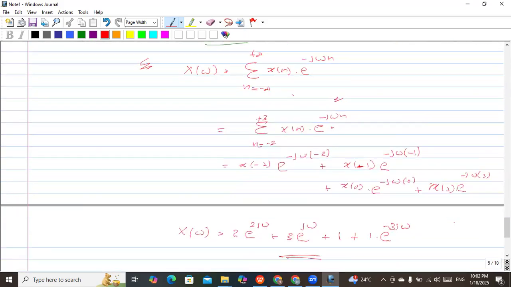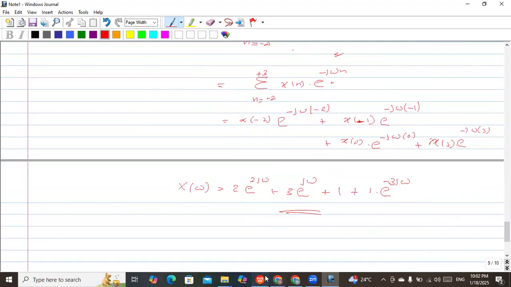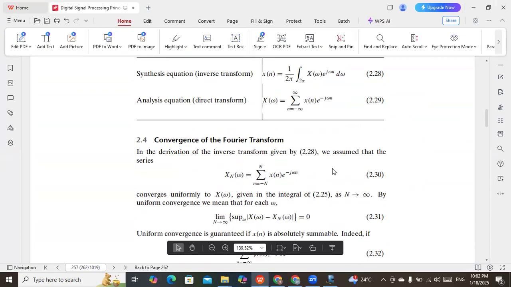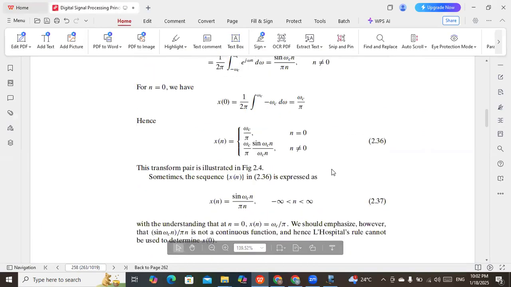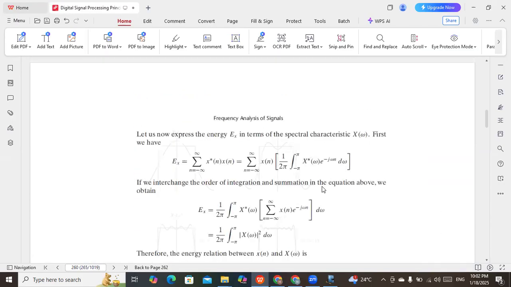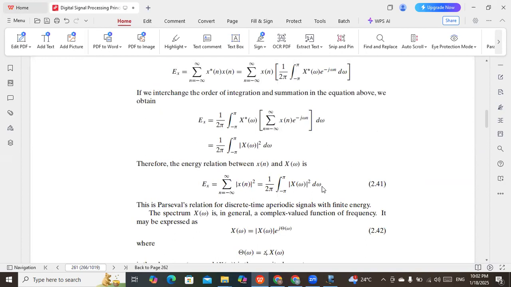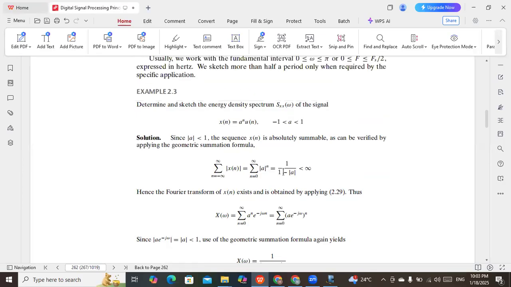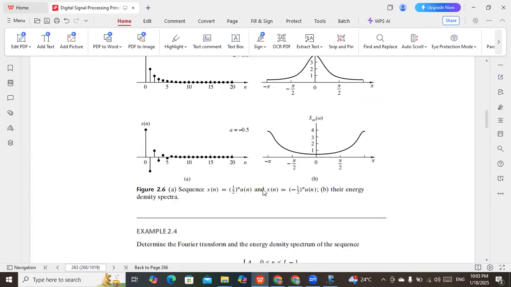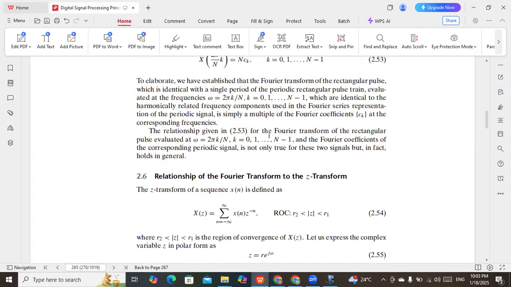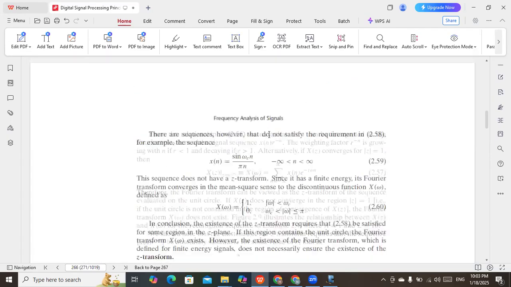Okay, so very easily you can find that one. So do some questions. There are some examples maybe. So you can see that some examples are there. So try to do these examples. It is maybe related with Fourier series. These are Fourier series.